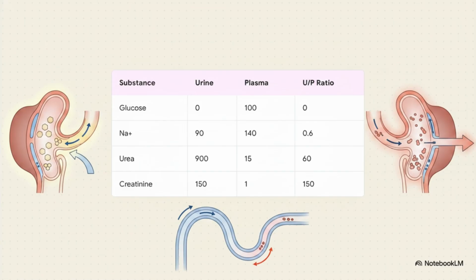On the flip side, look at creatinine. Plasma concentration is 1, but the urine concentration is 150. A U/P ratio of 150. Because creatinine is filtered but not reabsorbed, and since the tubules aggressively reabsorb water along the way, that creatinine gets massively concentrated for elimination. It is a beautiful system, eliminating waste while perfectly conserving your vital metabolites.